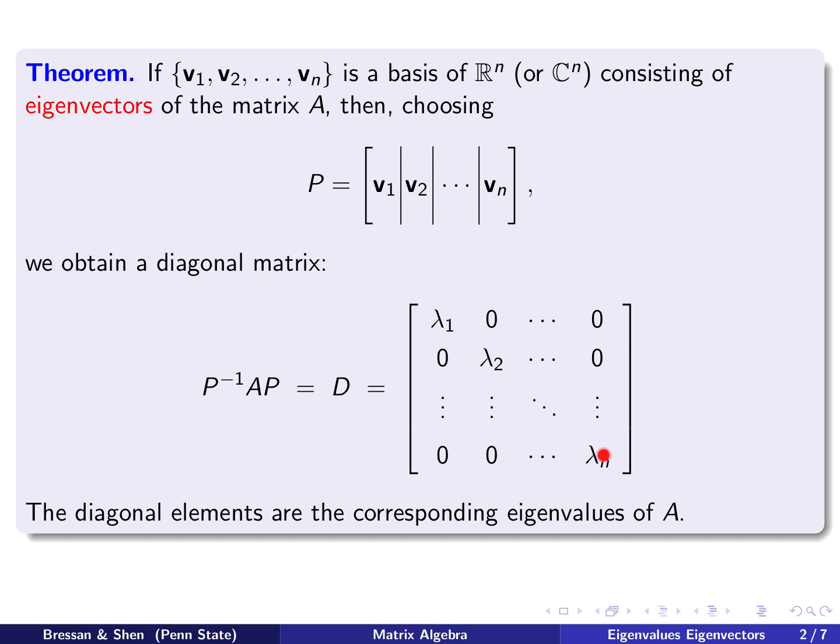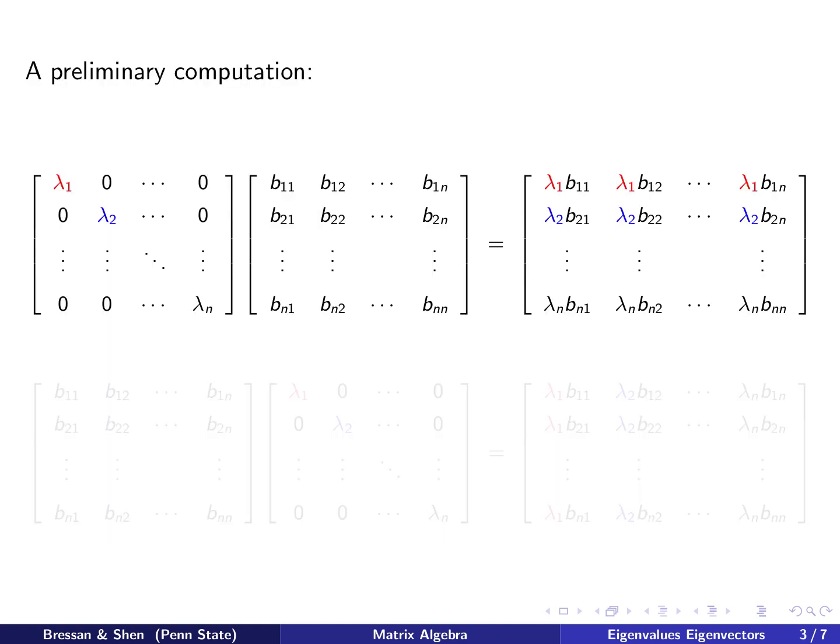And in particular, let's say the diagonal elements are lambda 1, lambda 2 to lambda n, then they are the corresponding eigenvalues of the matrix A that correspond to the eigenvectors in the corresponding positions. Okay. So towards the proof, let's first take a preliminary computation.